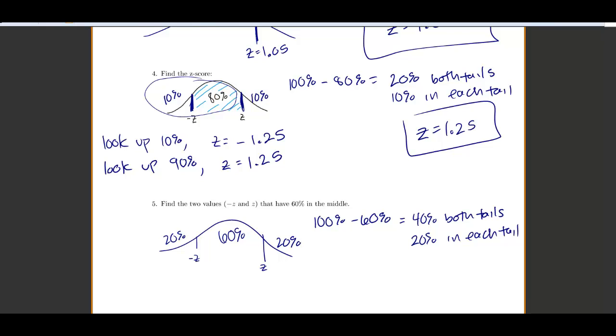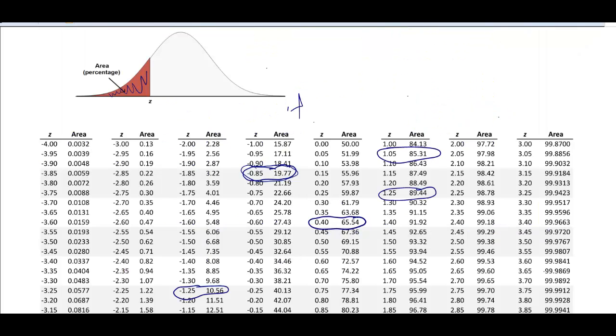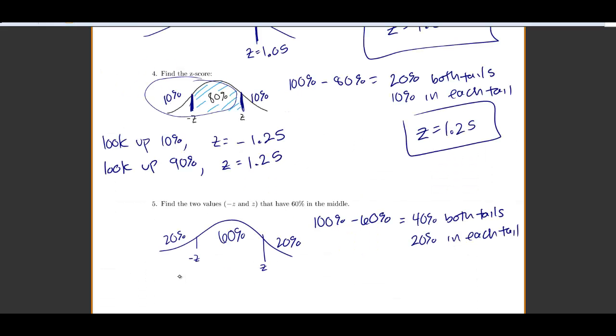If I look up the 20%, it looks like once again my closest value is negative 0.85. Well, if this is negative 0.85, then this z-value has to be positive 0.85 because of the symmetry. And so z is 0.85.